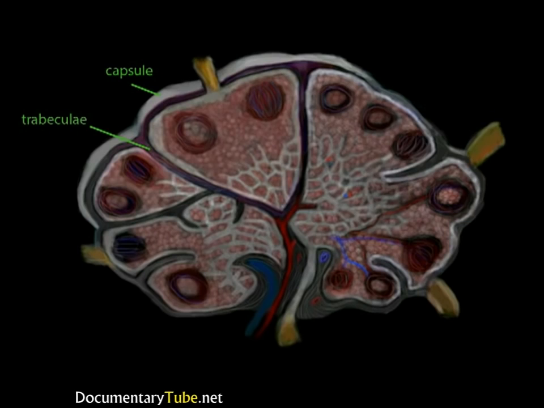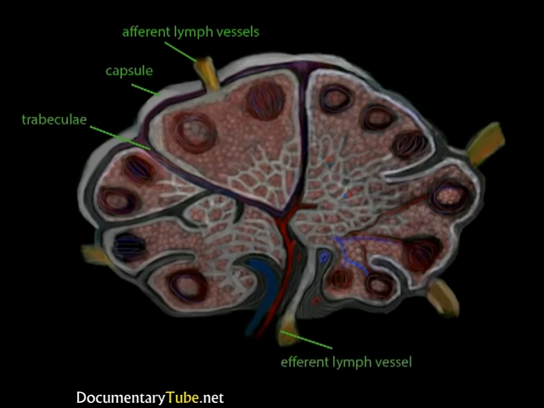The lymph nodes are fed by several afferent lymph vessels. However, lymph exits through just one efferent lymph vessel. Reticular fibers extend from the trabeculae, forming a net of connective tissue throughout the lymph node.